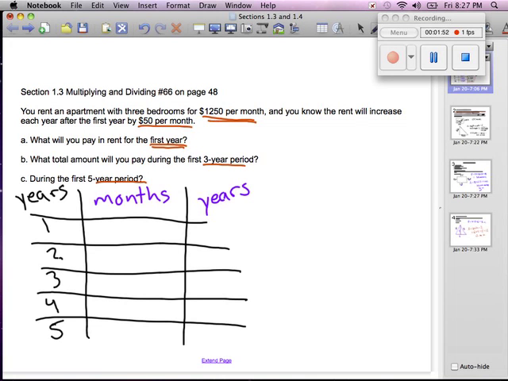What was 1 month of rent in the first year? $1,250. What about the second year? It's going to go up by $50 per month. So let's take a minute and do that.